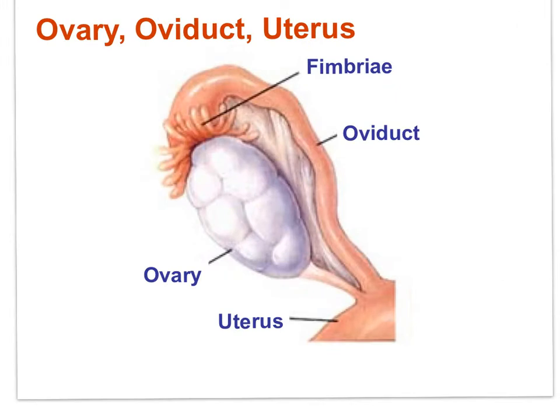Here is an image of one ovary with its adjacent oviduct leading to the uterus. The egg is released into an abdominal space that lies between the ovary and the oviduct. The fimbriae and cilia serve to move the egg into the oviduct toward the uterus.